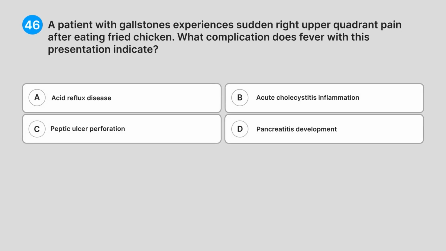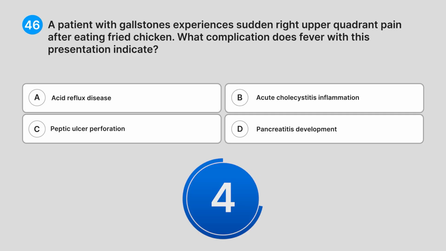46. A patient with gallstones experiences sudden right upper quadrant pain after eating fried chicken. What complication does fever with this presentation indicate? A. Acid reflux disease. B. Acute cholecystitis inflammation. C. Peptic ulcer perforation. D. Pancreatitis development. Do you know the answer?